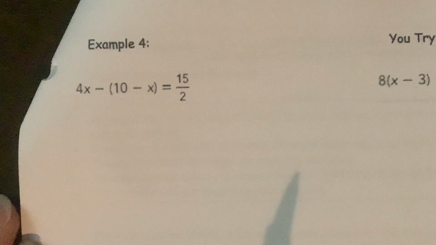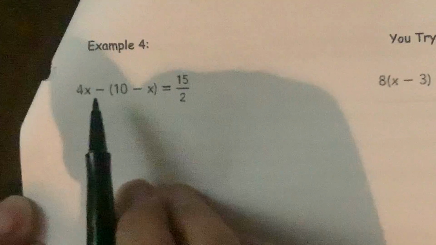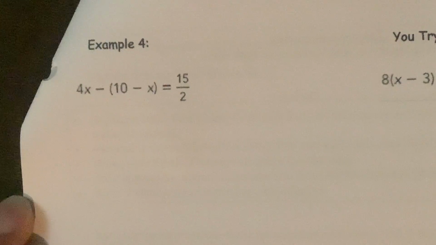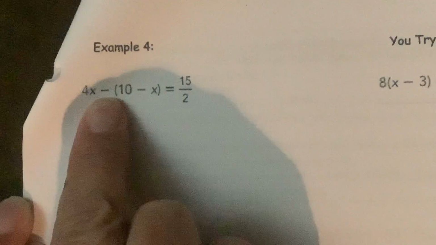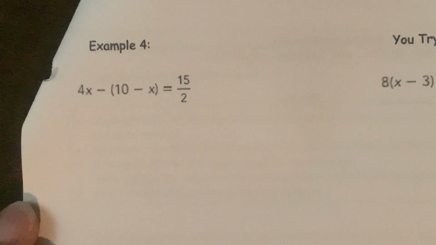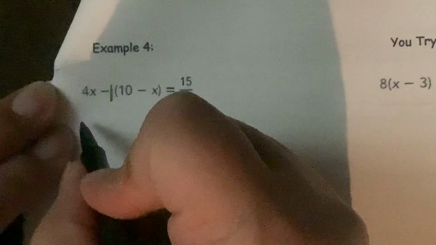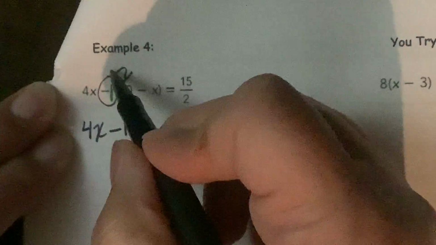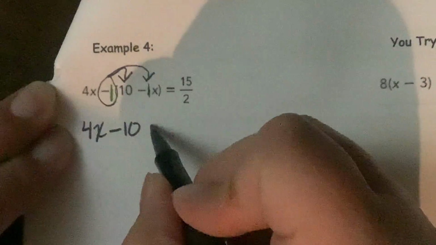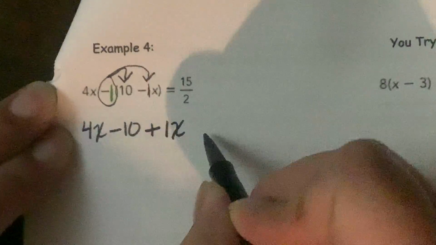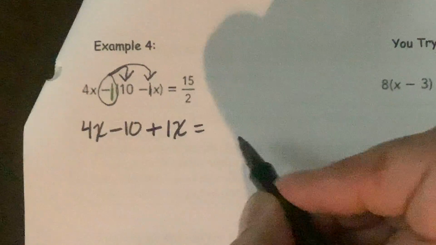Okay. What's happening here? I have a negative sign in front of my, look at that. You know what that means. That's invisible math. That means that this is negative 1. So keep the 4x, don't lose her. But now, negative 1 times 10 is negative 10. And remember, there's a 1 here too. Negative 1 times negative 1 is positive 1x equals 15 over 2.